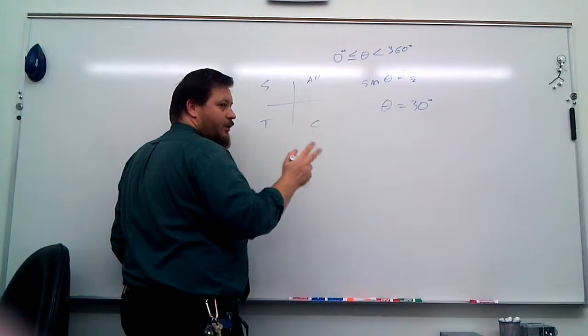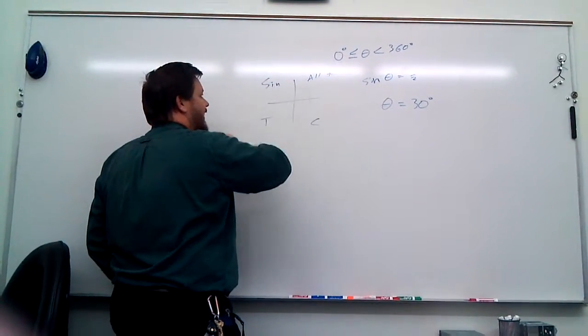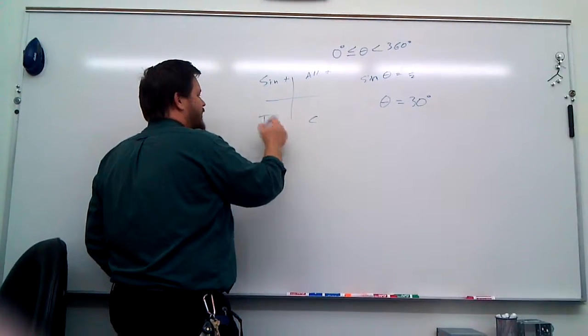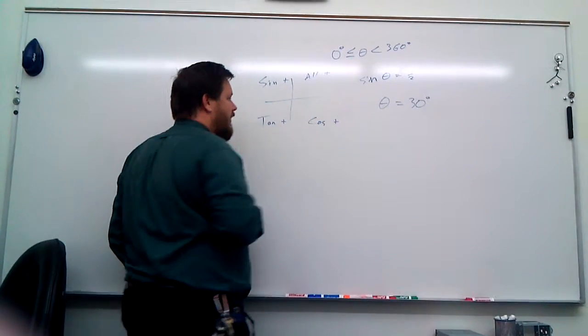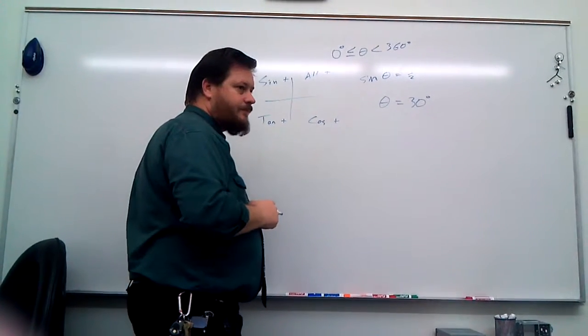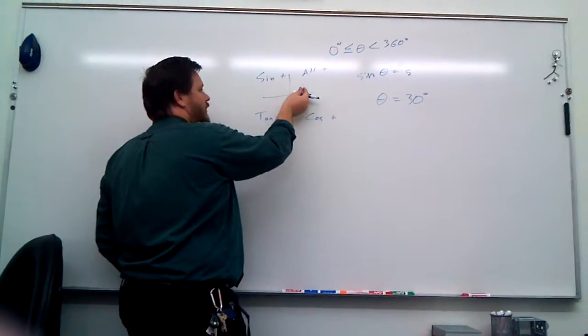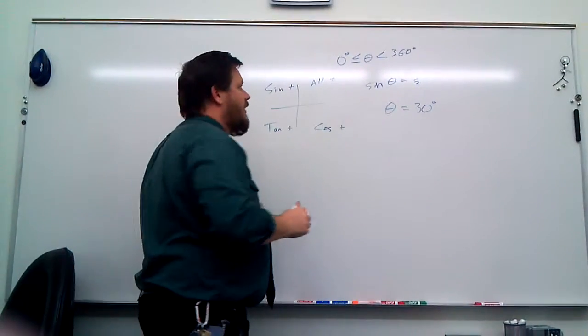All three of them, sine, cosine, tangent, all three of them are positive here. In quadrant 2, the sine is positive, meaning the other two are negative. Down here, tangent is positive, the other two are negative. And over here, cosine is positive, the other two are negative. So, even between 0 and 360, you've gone through all four quadrants.